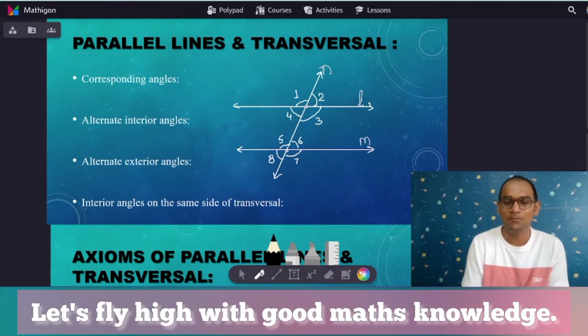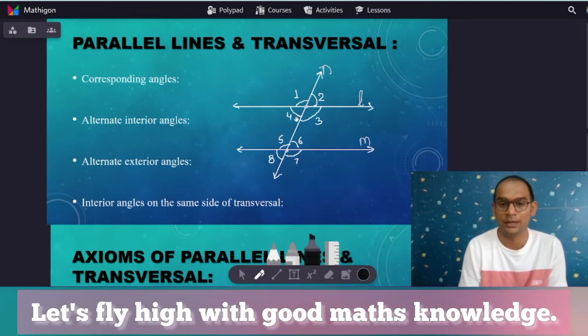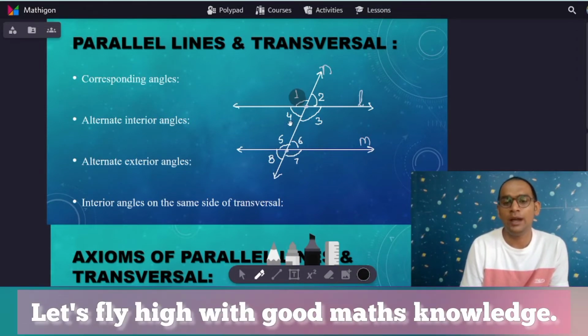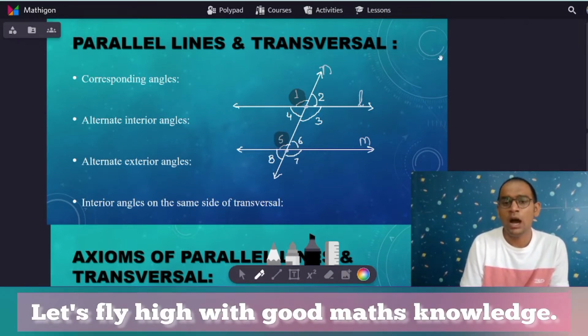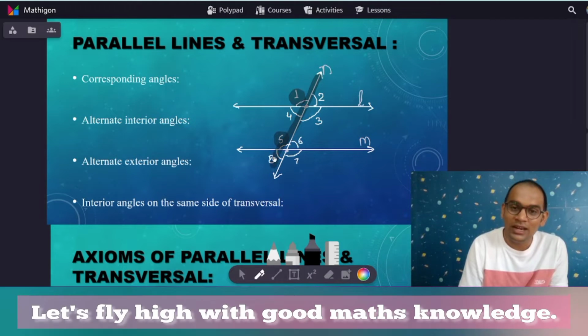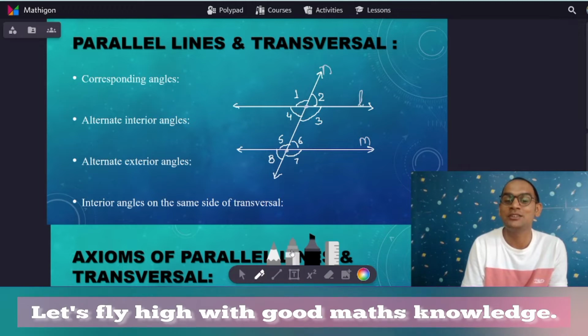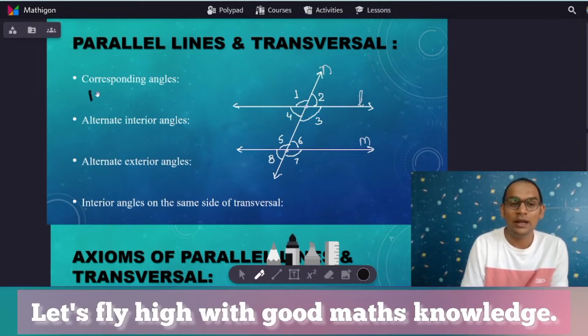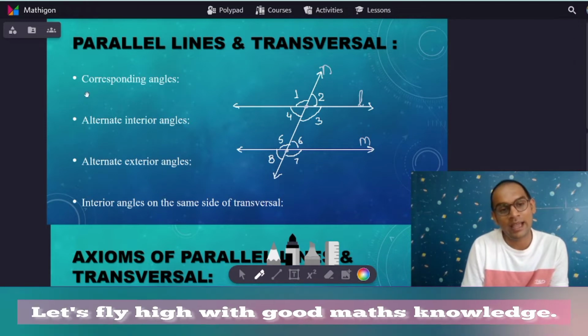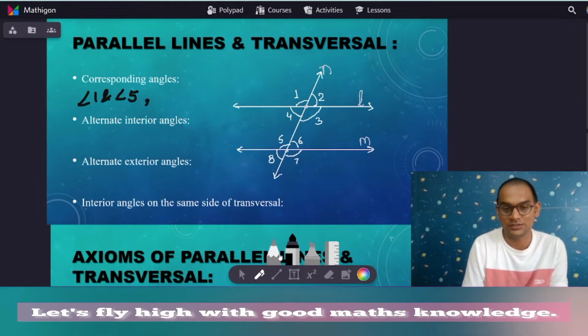Now let's try to understand which of the angles over here are in a similar situation. What do I mean by that? When you talk about angle 1 and angle 5, what do you observe in them? They both are on the upside of the line. Yes or no? As well as they both are on the left side of the transversal, up and left. They are in a similar situation. That means angle 1 and angle 5 make a pair of corresponding angles.